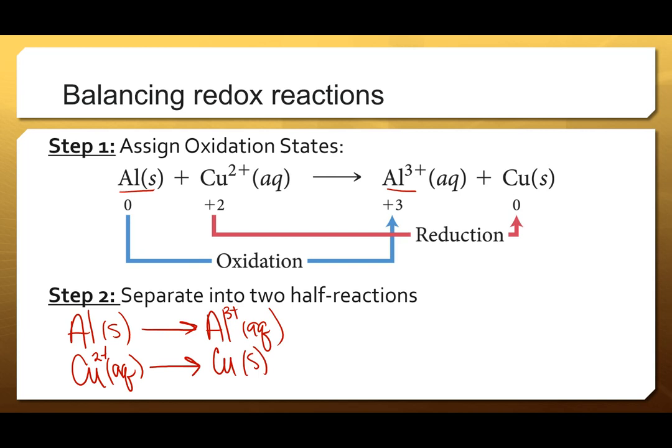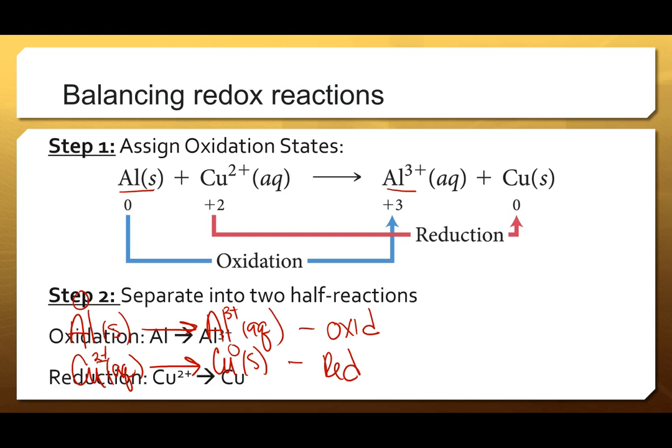And now we know the oxidation numbers. So here it goes from 0 to +3. So that's our oxidation. And here we go from +2 to 0. That's going to be our number going down. That's our reduction. Okay, so here's the 2 half reactions.